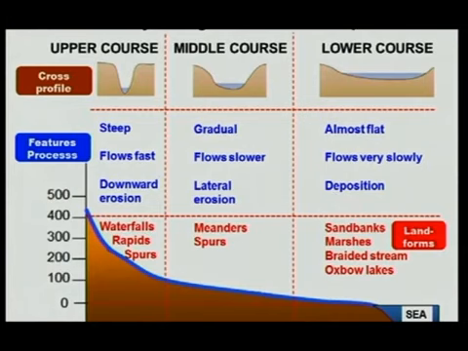Now, if you have a look at the landforms that we find in your different courses, in your upper course, we find your waterfalls, rapids, and spurs, right? Here we also find in the middle course, the river will start to meander or bend.